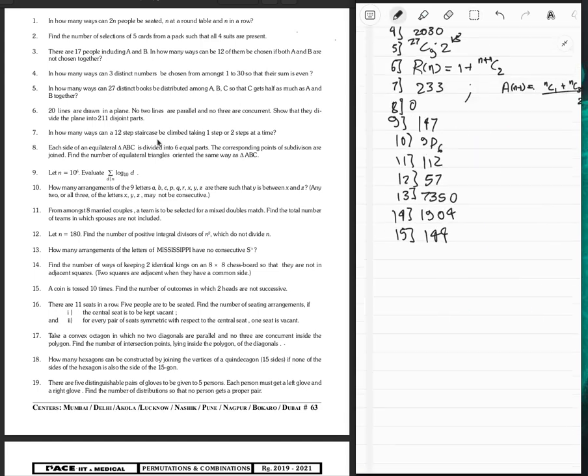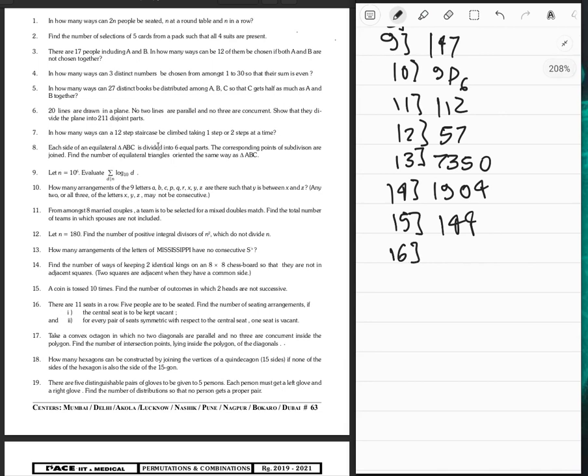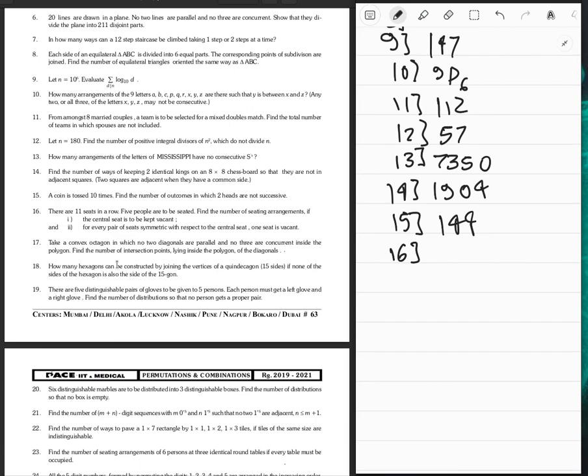16th. Okay, there are 11 seats in a row. 5 people are to be seated. Find number of seating arrangements if the central seat is kept vacant. First one, 11 seats in a row, 5 people are to be seated. If central seat is to be kept vacant, so just remove the central seat altogether, right? Yes, now there are like 10 seats in a row, and 5 people are to be seated. That's the thing. Just want to permute this. Exactly, it's 10P5.